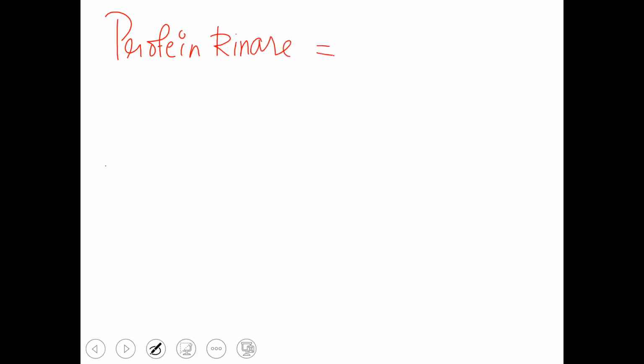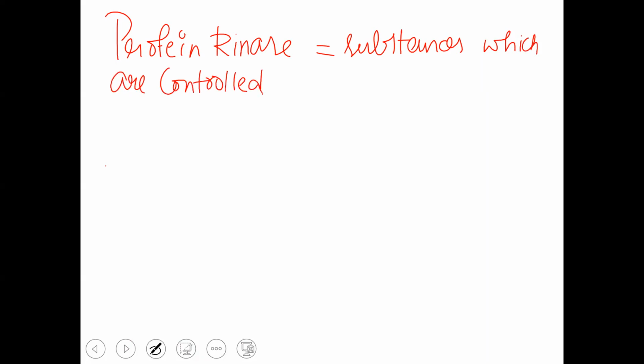means they are the substances which are controlled or regulated, okay, during cell division.